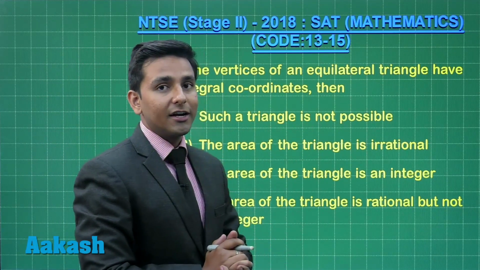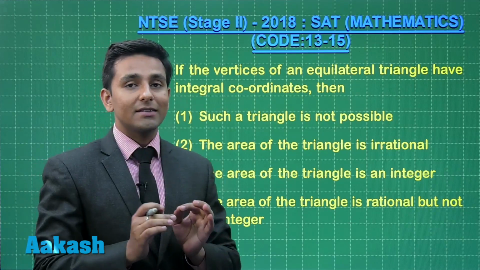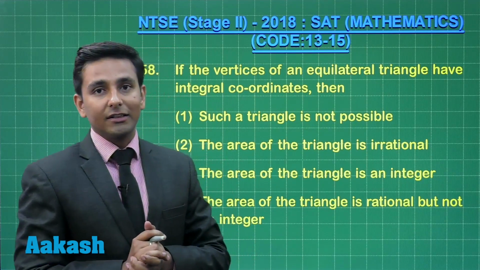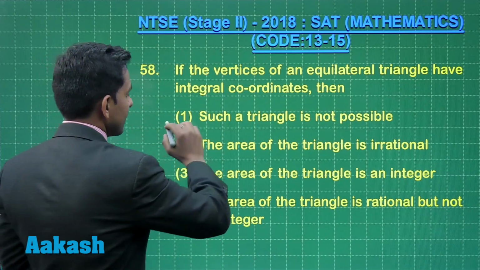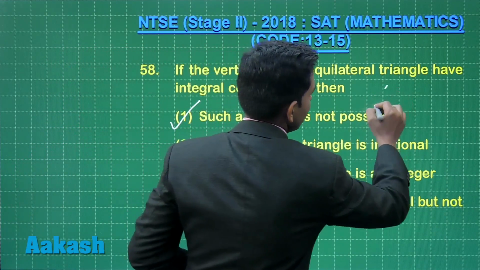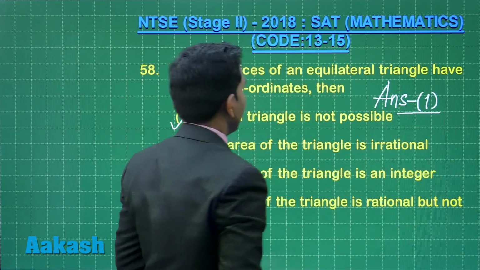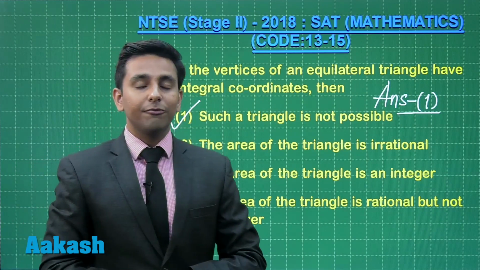Yes, this option is correct, because when we have the vertices as integral coordinates, then it is not possible to construct an equilateral triangle. That means the first option is the correct answer for this question. Now the answer for this question is option number 1. Now let's move forward to question number 59.